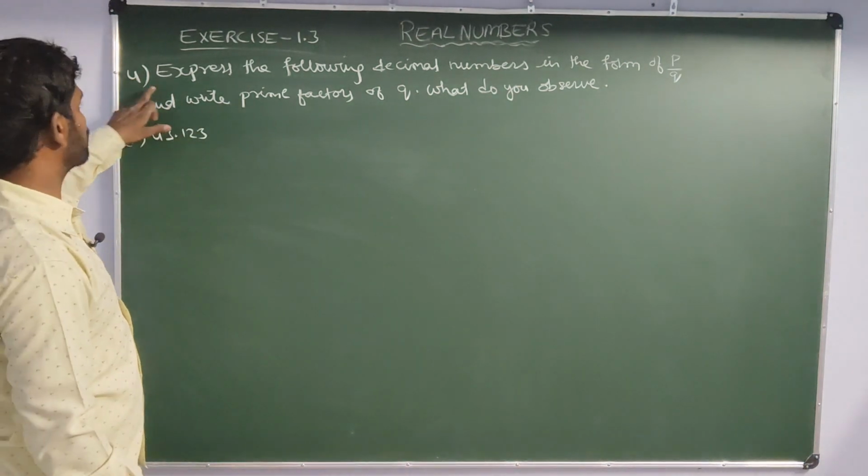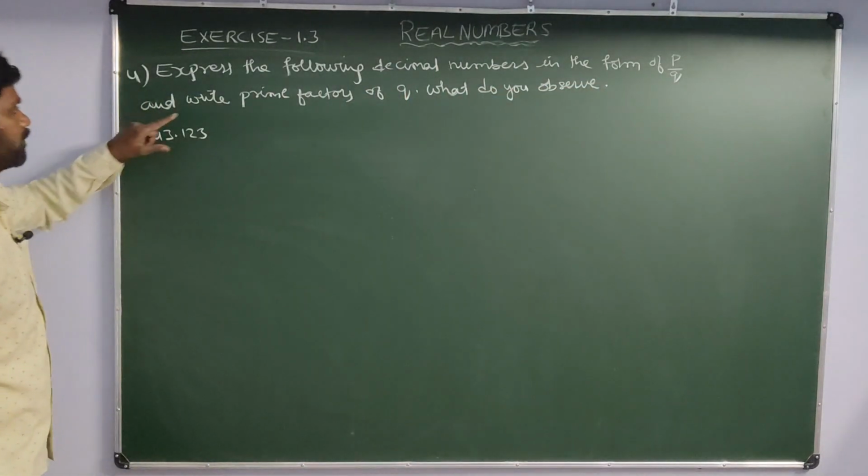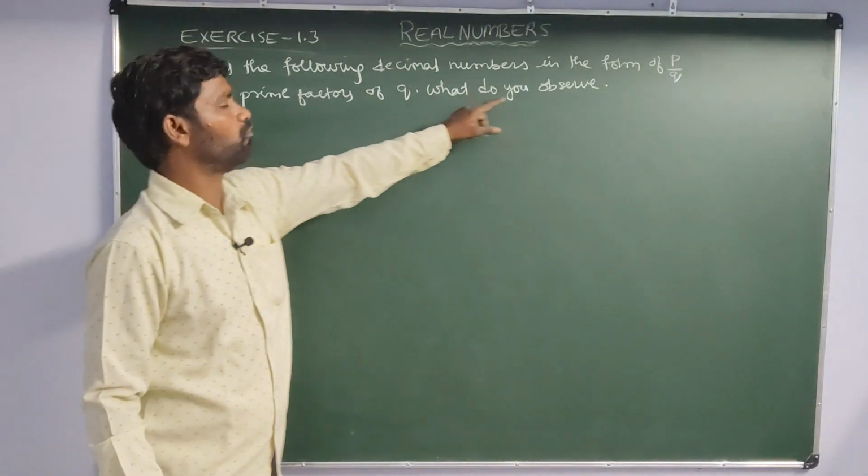Right, next question, fourth question. Express the following decimal numbers in the form of p by q and write the prime factors of q. What do you observe?